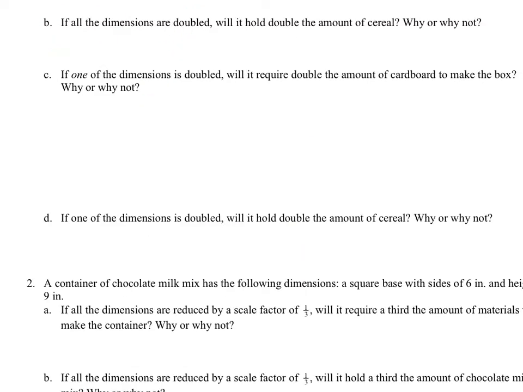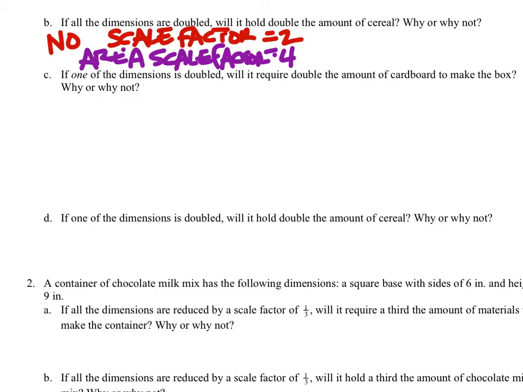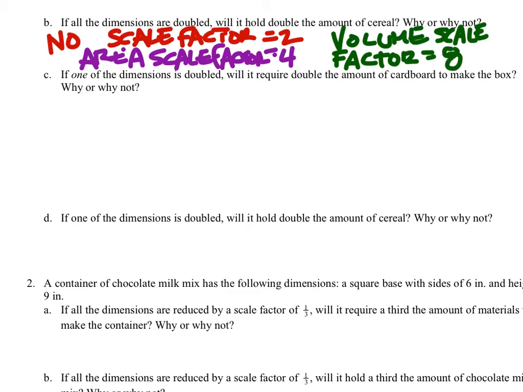If all the dimensions are doubled, will it hold double the cereal? Why or why not? The answer to this one is no, and this has to do with the scale factor as well. The regular scale factor is 2 because we doubled those measurements, but that caused the area scale factor to be 4. So what does that do to the volume scale factor? We'd have to multiply that by 2 again, so that means we'd multiply it by 8. So it won't hold double the cereal, it will hold 8 times the amount of cereal as the original.